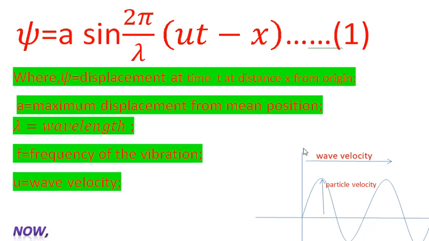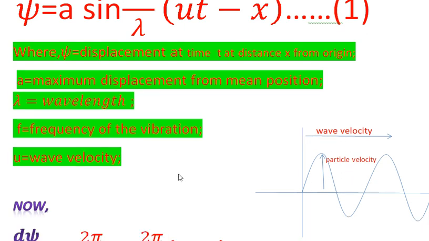We know what is wave velocity and what is particle velocity. Here the particle is oscillating in this manner. This is called the particle velocity, and this wave is propagating in this positive x direction. This velocity is called the wave velocity.